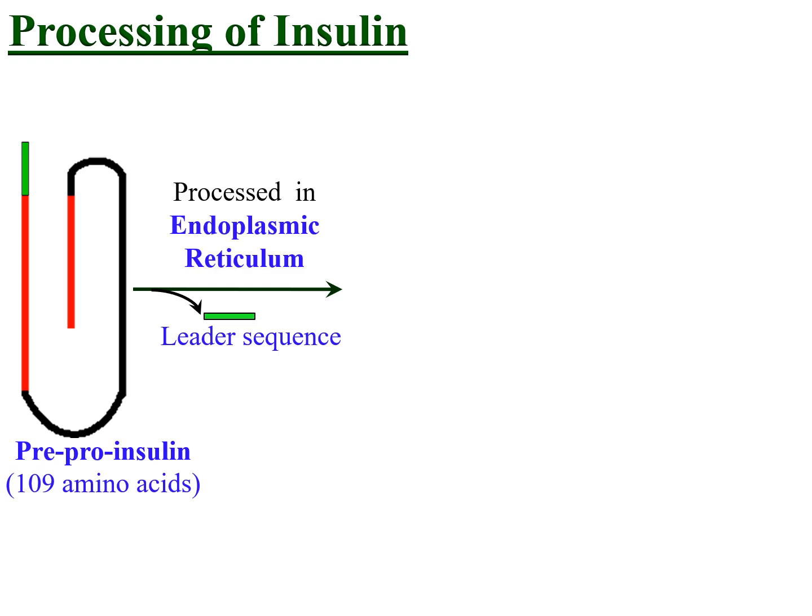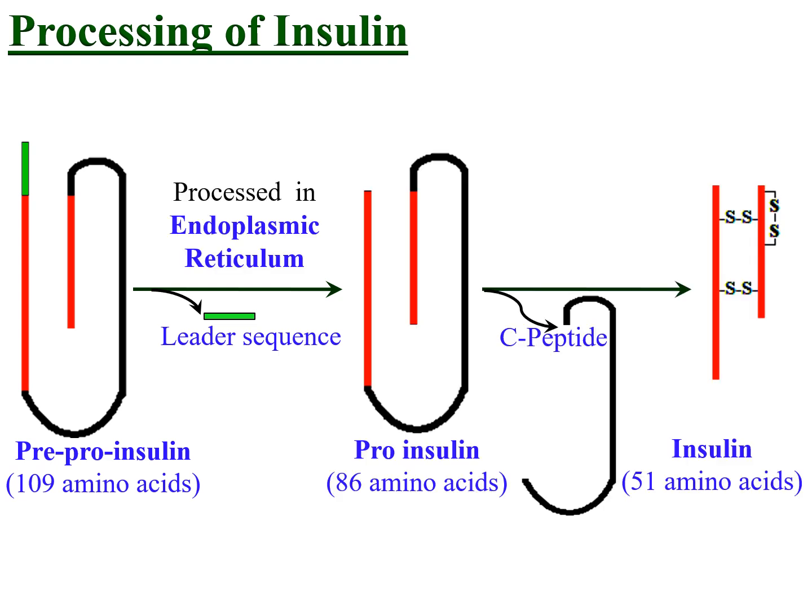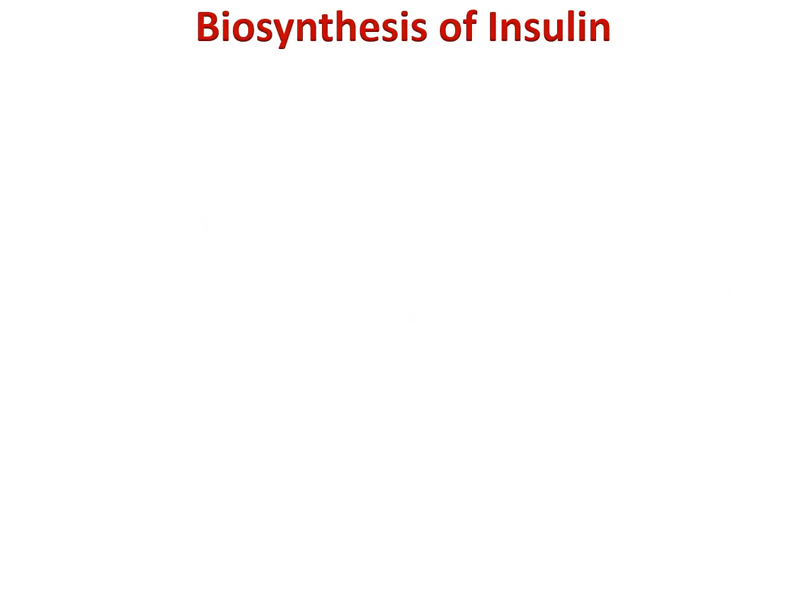This is extra information, processing of insulin. If you want to get full marks, you can write this: pre-pro-insulin to pro-insulin and pro-insulin to insulin. In MCQs, they'll be asking how many amino acids compose pre-pro-insulin, pro-insulin and insulin. So 109 amino acids for pre-pro-insulin, 86 amino acids for pro-insulin and 51 amino acids for insulin. So mainly it occurs in the endoplasmic reticulum and maturation happens in the Golgi apparatus, as I have told, in subcellular organelles.